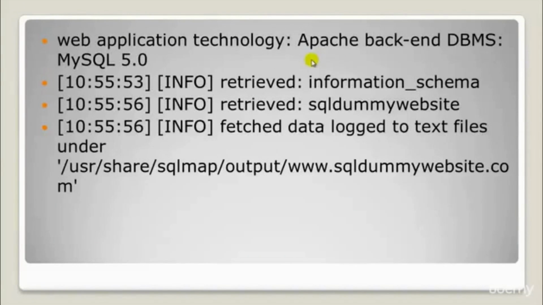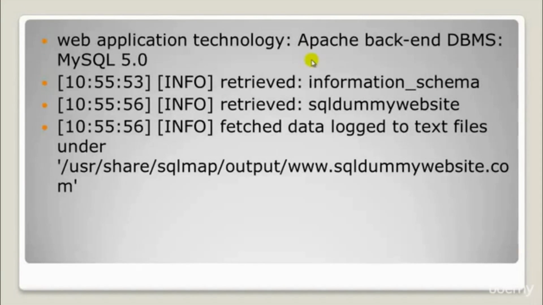These are the things you will see when you run that. Apache backend, database MySQL 5.0. Retrieved information_schema, retrieved sqldummywebsite, fetched data logged to text under /usr/share/sqlmap/output, www.xyz.com or the sqldummywebsite.com. This means that he has a Linux or Unix system. So now we have 2 databases that we can look into. Information_schema is a standard database for almost every MySQL database, so we don't need to worry about it. Our interest here would be the sqldummywebsite database.